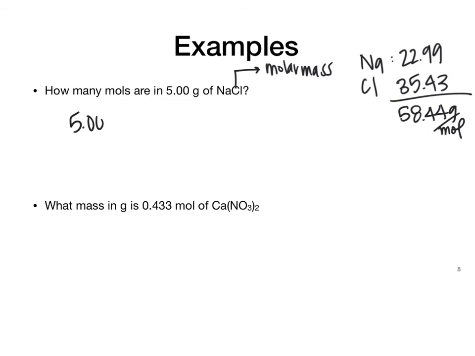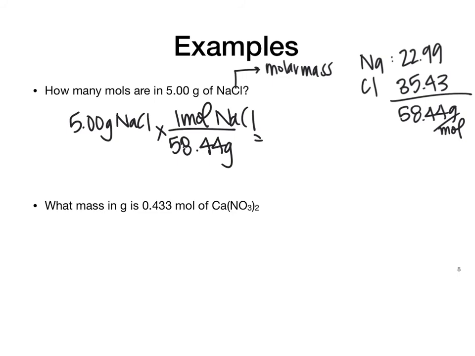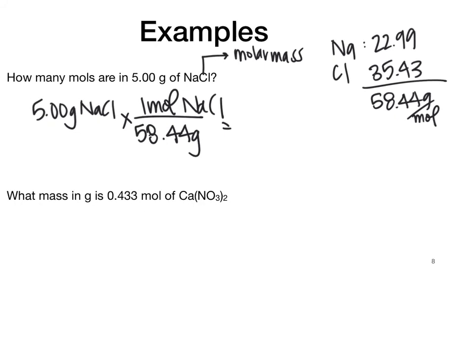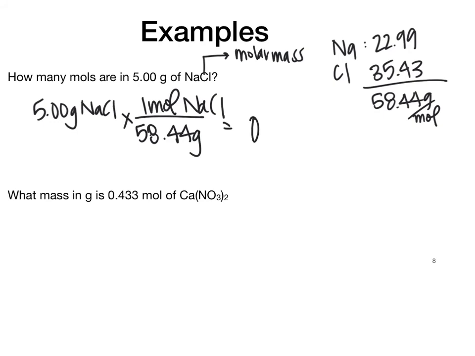So we have 5.00 grams of NaCl. Now we're going to use our molar mass, which is 58.44 grams in 1 mole of NaCl. Whoops, forgot the L there. So when we plug this into our calculator, we got 0.0856 moles of NaCl.